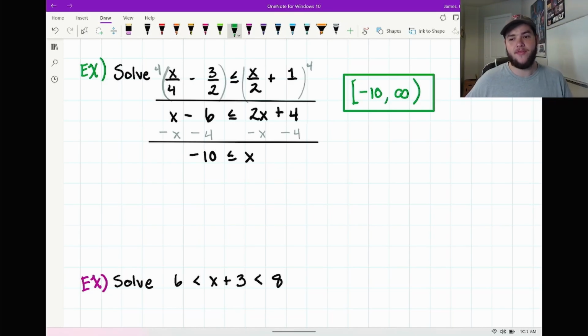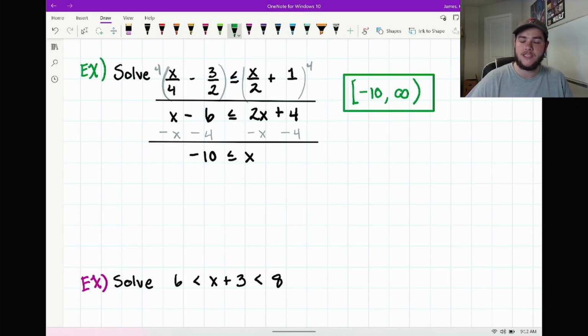The way that I got that was by first clearing the fractions. I saw I had x over 4, so I multiplied both sides of the equation by 4, which is a positive number, meaning I don't have to flip the inequality. That actually cleared all of the fractions simultaneously for me, and left me with x minus 6 is less than or equal to 2x plus 4.